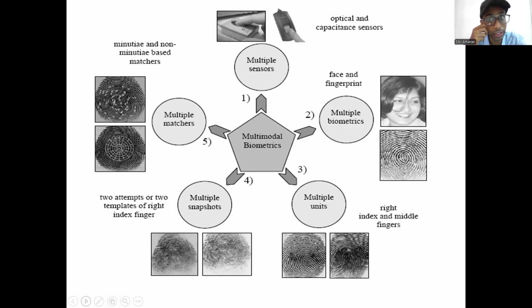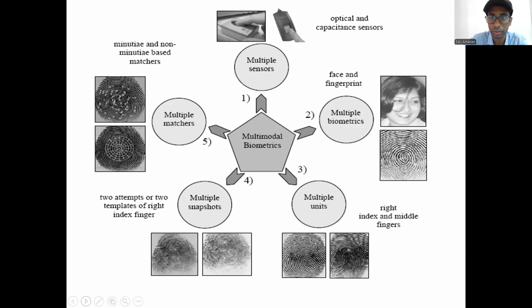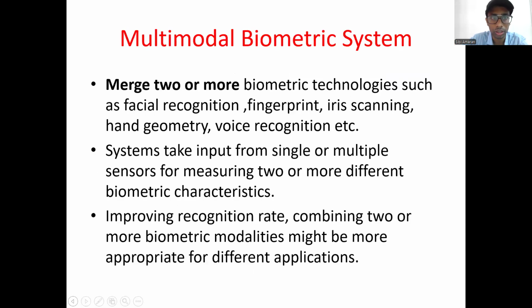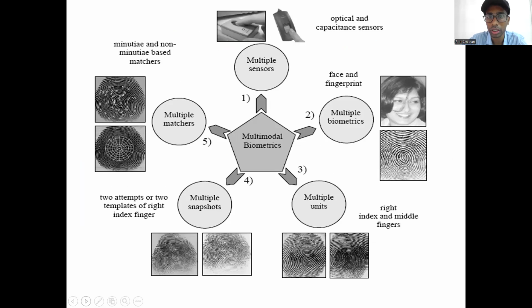Second one, face and fingerprint. What is face and fingerprint? Those are the multiple traits. First is a face and second is the fingerprint. So that's what this is, the multiple biometrics. Okay, the third one is the multiple units.